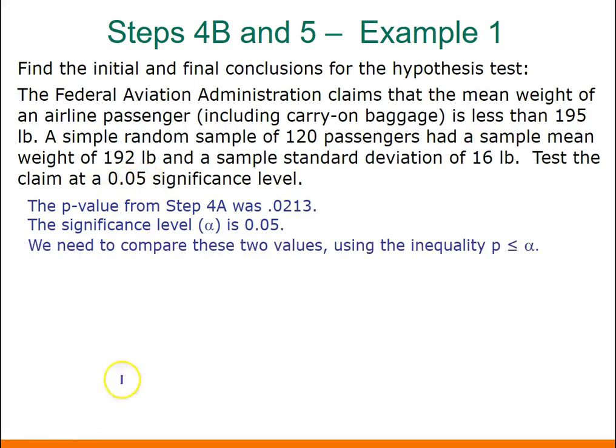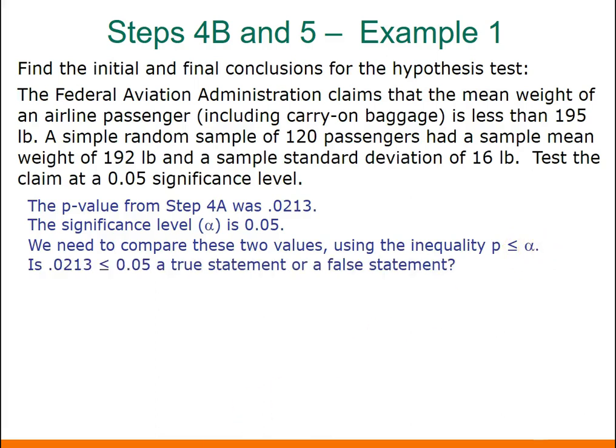So we want to compare those two using this inequality. And the p here stands for the p-value. There are lots of different p's in all of this stuff, so this one has to do with the p-value. And we're comparing that to alpha. So we put the p-value in here on the left side, the alpha on the right side, and then we want to look at this and find out whether it's a true statement or a false statement. This one is actually true because 0.0213 is actually less than 0.05.